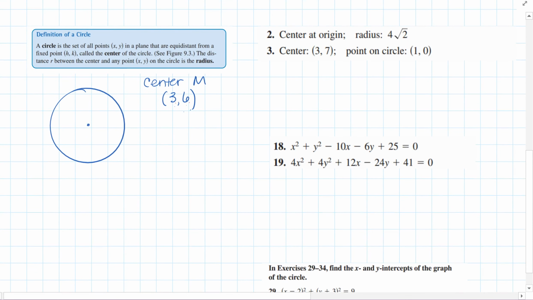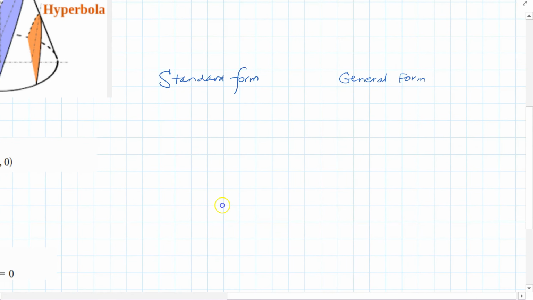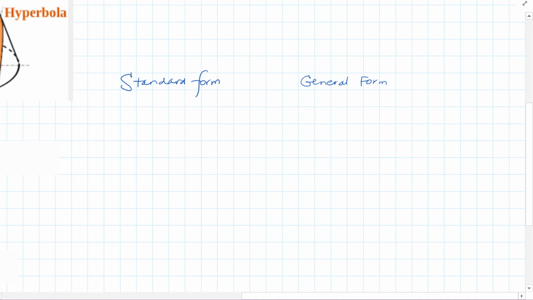Beginning with the definition of the circle, of course, it's the set of points on the arc that are equidistant from the center. Circles are named for their center. So if this point right here in the middle was 3, 6, and that was point M, it's named for its center, whereas if you had a point on the arc that was identified, you don't name it by a point on the arc. So there's two forms that you're going to be working with, one being standard form of a circle and the other being general form.